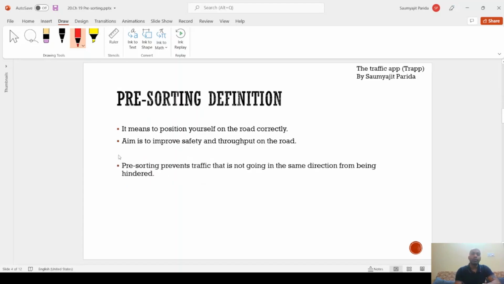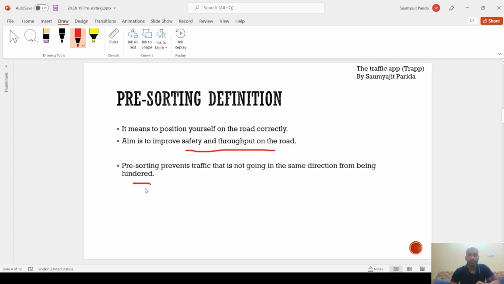Okay, what does the terminology pre-sorting mean? It means positioning yourself on the road correctly. The aim is to improve safety and throughput on the road. So if one is positioning the car correctly on the road, then other cars have sufficient space to go forward, and hence the throughput of the road is increasing. Pre-sorting prevents the traffic that is not going in the same direction from being hindered.